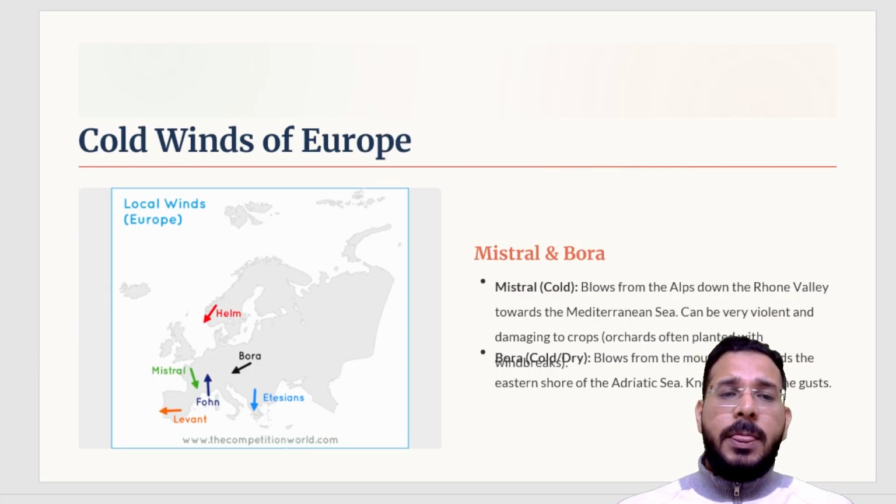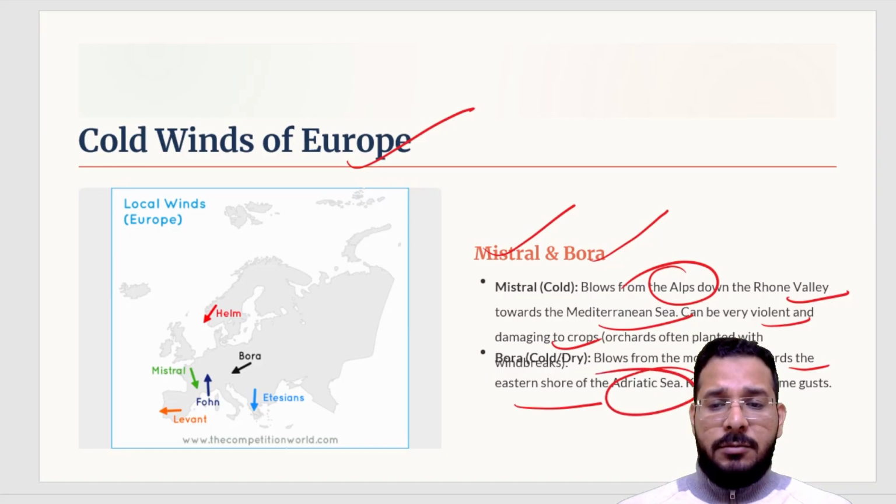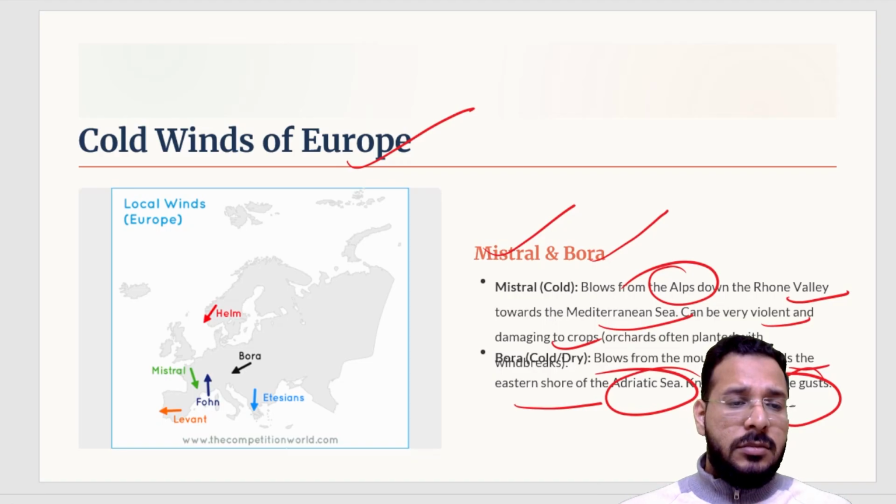Then we have some cold winds in Europe like Mistral and Bora. Mistral blows from the Alps through the Rhone Valley towards the Mediterranean Sea. It can be very violent and also can damage crops. Whereas Bora blows from the mountains towards the eastern shores of the Adriatic Sea. They are also known for their gusts of wind.